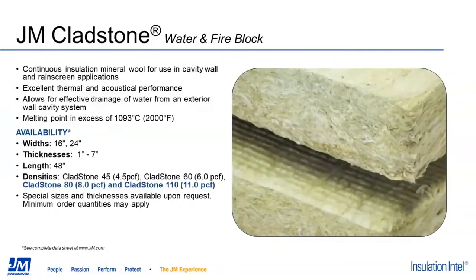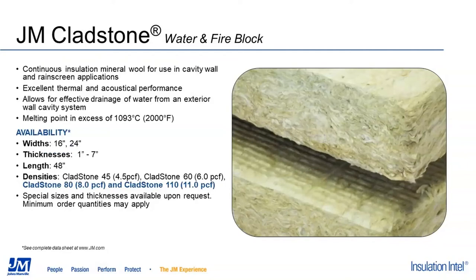And again, on the outside of the building, our last product offering in mineral wool is our JM Cladstone. This is meant to be used in rain screen applications. So it is meant to be exposed to some degree of moisture. A lot of rain screen applications and cladding systems are designed to allow moisture into that cavity. So Cladstone is designed to be more water repellent.